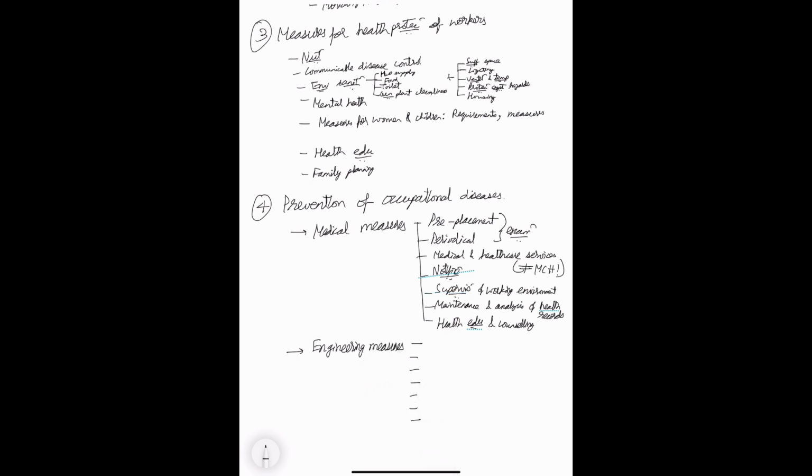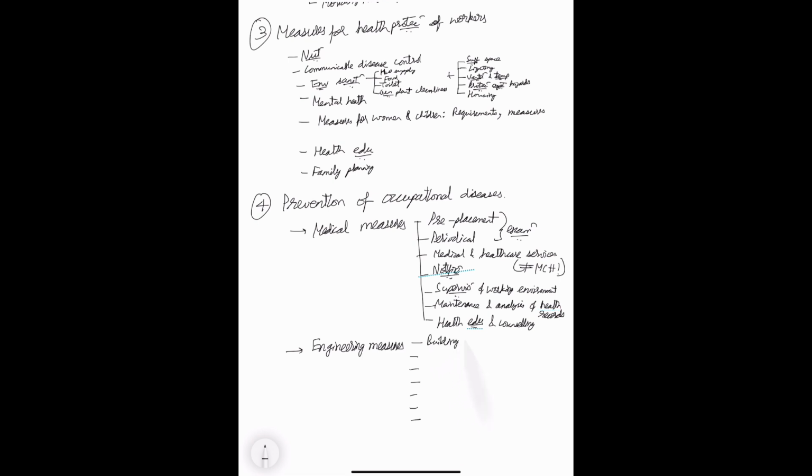Next, we have engineering measures, which include building design, housekeeping, ventilation, mechanization, substitution, dusts, enclosure of offensive material or processes, isolation of offensive process, local exhaust ventilation, protective devices, environmental monitoring, statistical monitoring, and research.